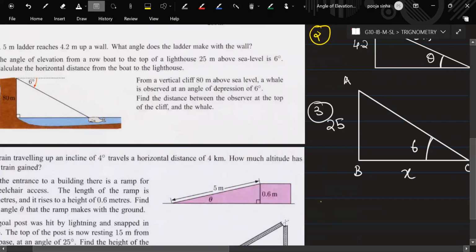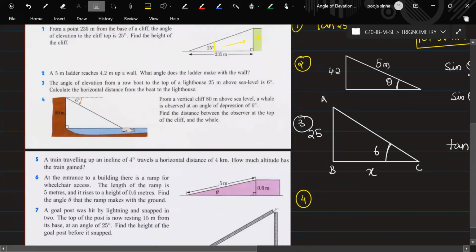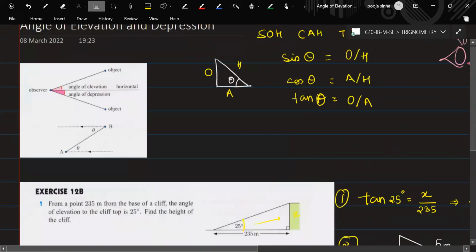Next, now the question number 4. From a vertical cliff 80 meters above sea level, a whale is observed at an angle of depression of 6 degrees. Find the distance between the observer at the top of the cliff and the whale. So here we have the triangle with the height being 80, and the theta being 6.